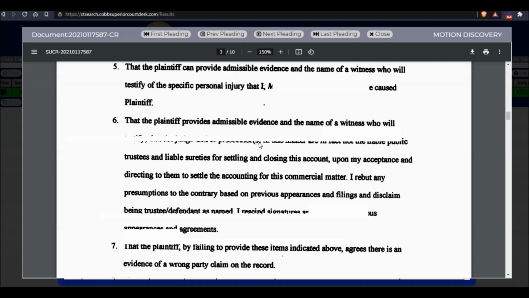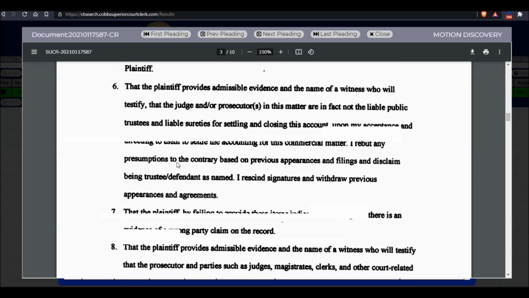Now the prosecutor is not, because the prosecutor actually belongs to both ends, in the public and in the private. However they function, whether they're acting as though they're helping you or they're helping the public at large, they belong to a private corporation called a bar, British Accreditation Registry, unequivocally. So right there, whoever's reading this sixth point, know that whoever typed it is clueless. I rebut any presumptions to the contrary based on previous appearance and filing in this claim being trustee defendant as named.